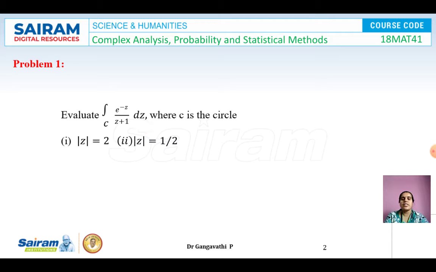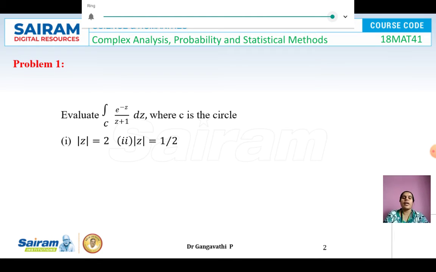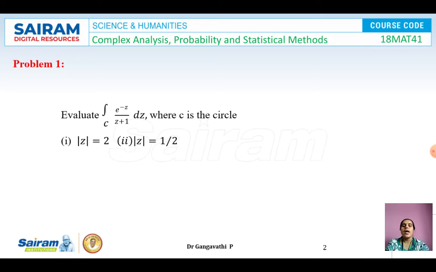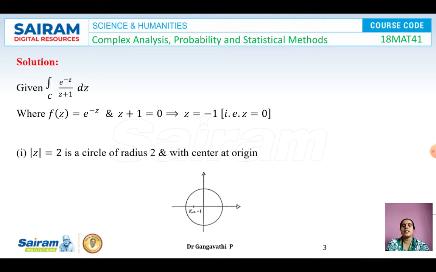Evaluate the integral over c of e to the power of minus z by z plus 1 into dz. This is the given integral and we need to find the solution for it. We have to evaluate the given integral where c is the curve. The curve has been given in two different ways: mod z is equal to 2 and mod z is equal to half. There are two curves given, so the given integral must be evaluated over the curves mod z is equal to 2 and mod z is equal to half.